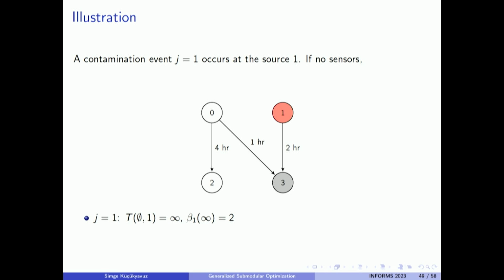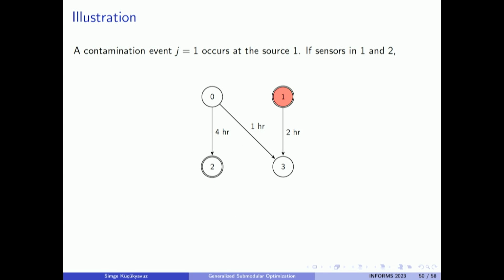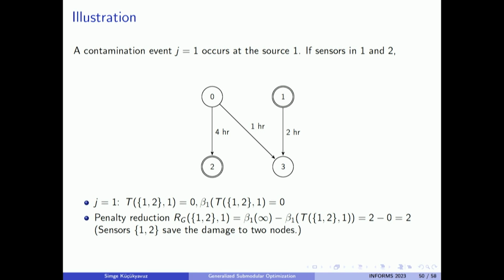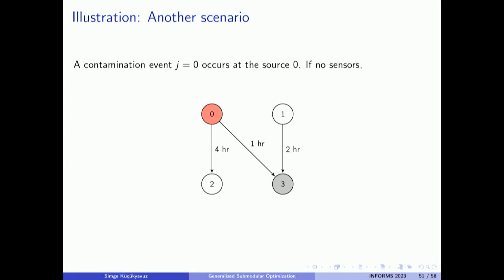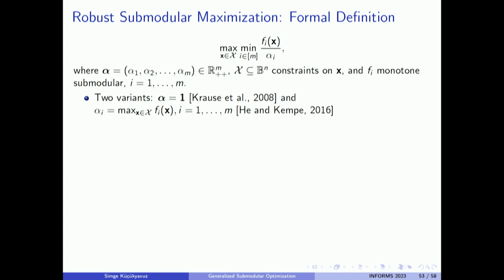and you will have contaminated 2 nodes. Whereas if you place the sensors on those double circles, 1 and 2, let's say, well, 1 will detect the contamination immediately, treat it, and then there will be no dissemination of this contamination, and you will have saved 2 nodes. So that's the penalty reduction function that is submodular. Again, it has this nice property. I have another scenario. I'll skip that in the interest of time.